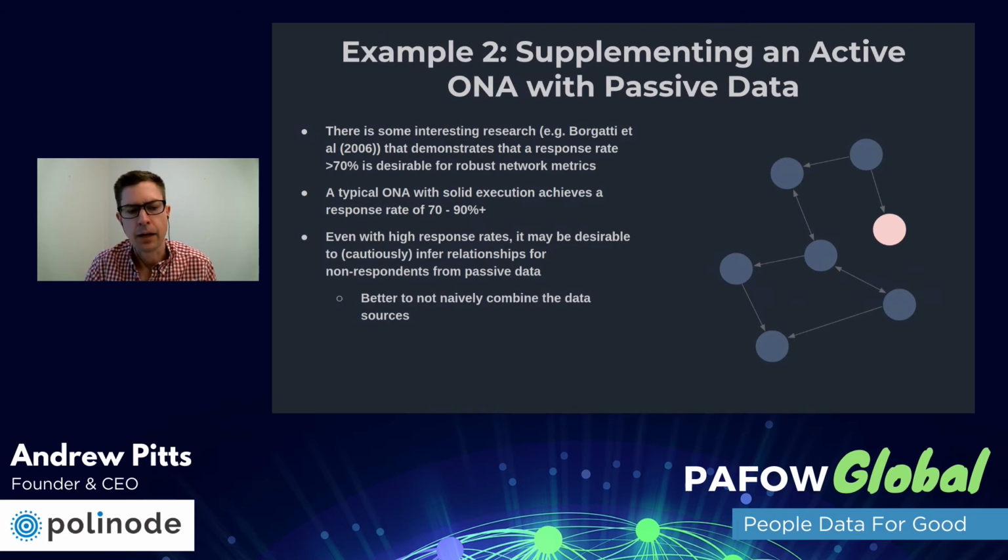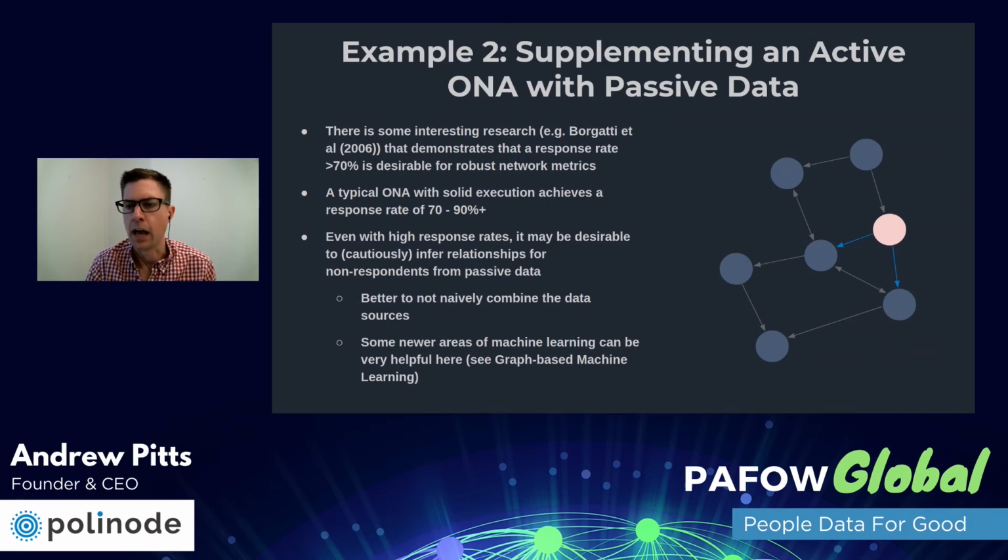Basically, I mean we can look at things like using graph-based machine learning to look at the people that didn't respond to the active ONA and essentially train on the active data with the passive data to infer relationships for the non-respondents, which then allows us to calculate network metrics that we otherwise wouldn't be able to, like betweenness centrality for the non-respondents. So that's a really interesting way of being able to combine the data as well.